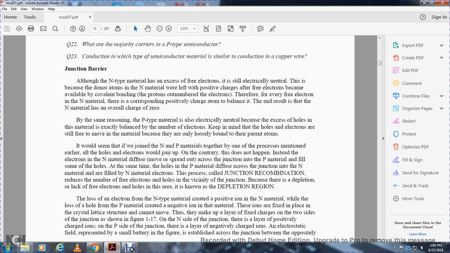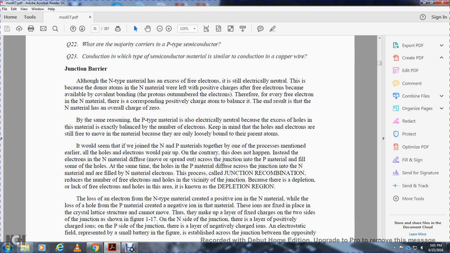Although the negative type of material will accept free electrons, it remains electrically neutral. This is because of the donor atoms in the N-material, which leave a positive charge when the free electron becomes available. The protons outnumber the electrons in the covalent bonding, so the free electrons are balanced by the corresponding positively charged atoms, and the net result is zero charge. For the same reason, the positive type of material is electrically neutral, because the excess of holes is balanced with the number of electrons.